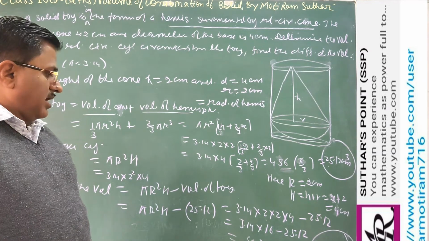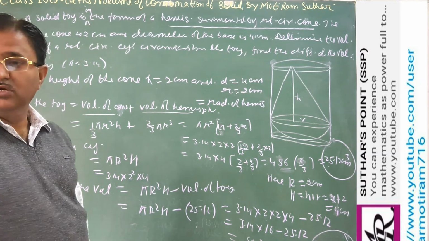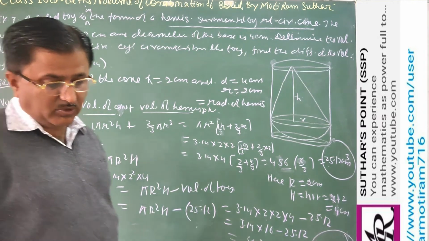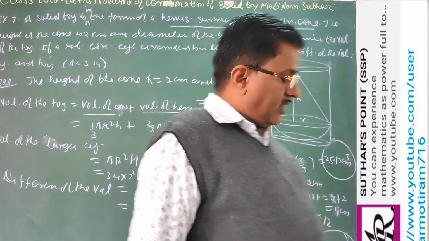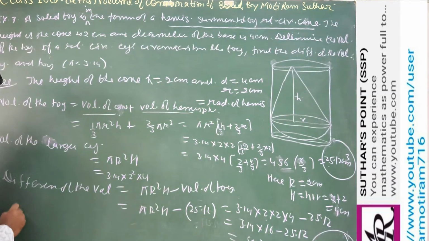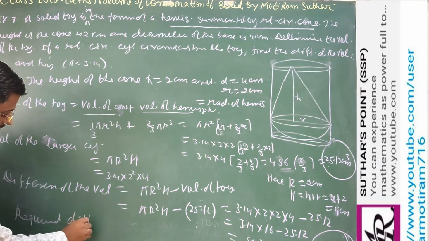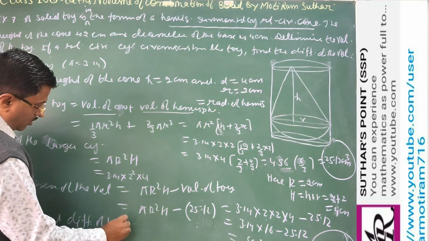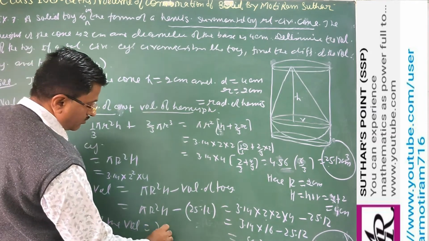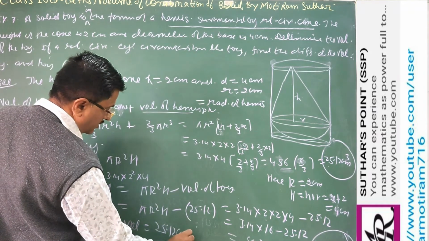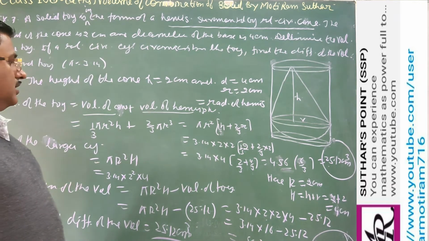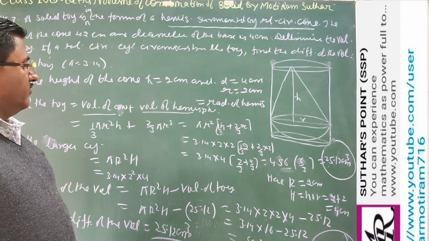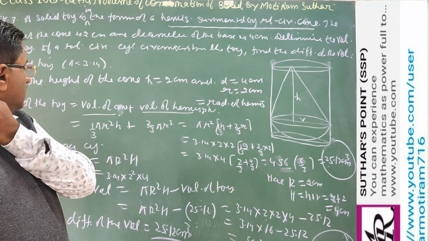So in this way you can find the difference between these two. That will be given by this formula. So dear student, in this way one can find the difference of the volumes. The required difference of the volume is equal to 25.12 cubic centimeter. Clear? So in this way one can find the solution.